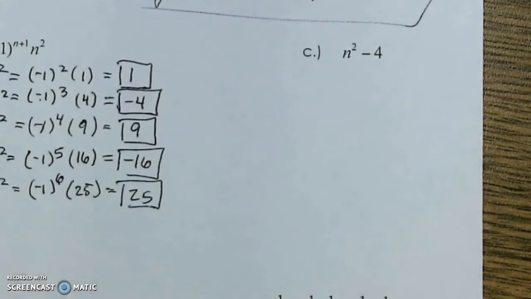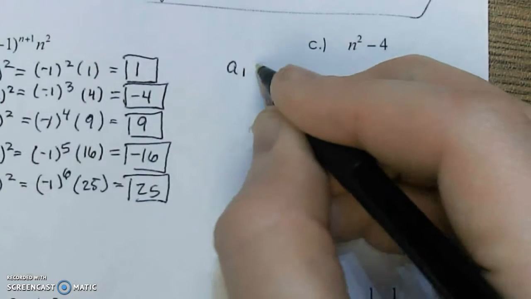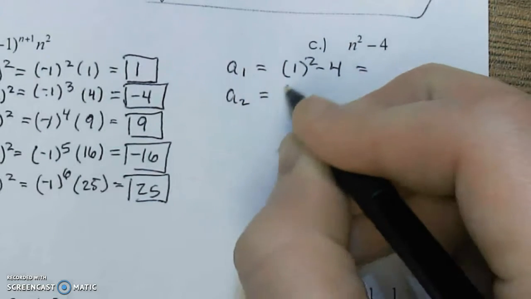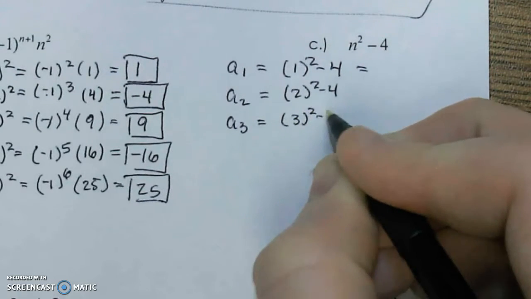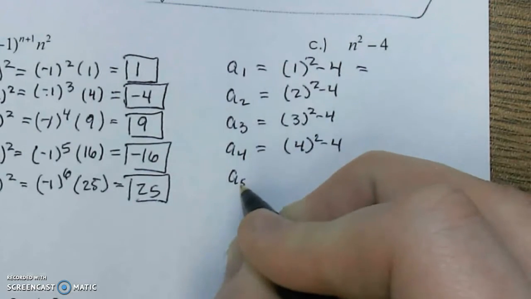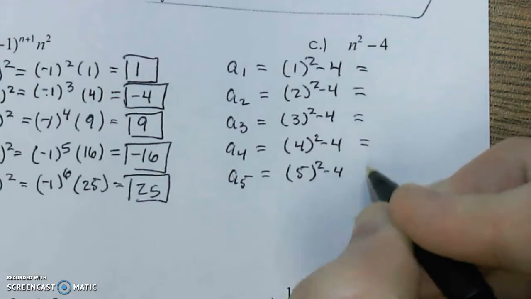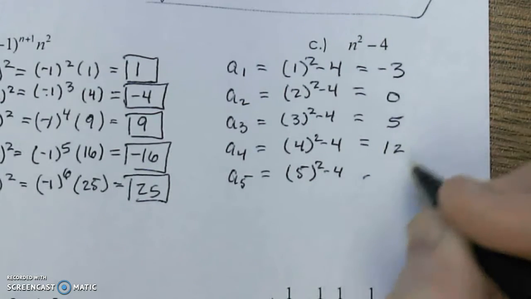And then if you want to pause the video and try part C on your own and see if you get it right, go ahead and do that. If not, I'm going to go ahead and do it now. So A1, you plug in 1. A2, plug in 2. A3, you plug in 3. A4, you plug in 4. A5, you plug in 5. And you should get negative 3, 0, 5, 12, and 21.